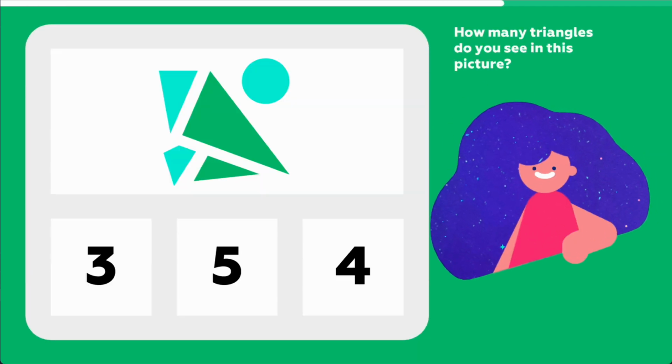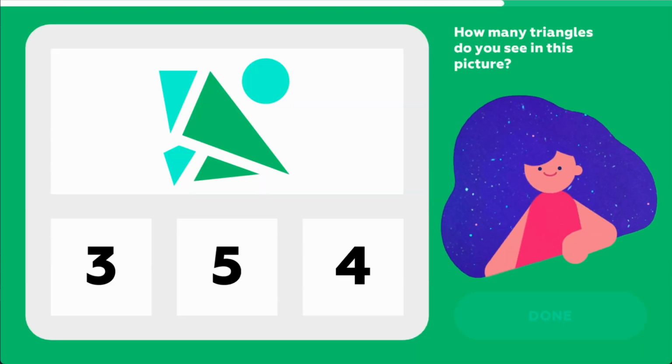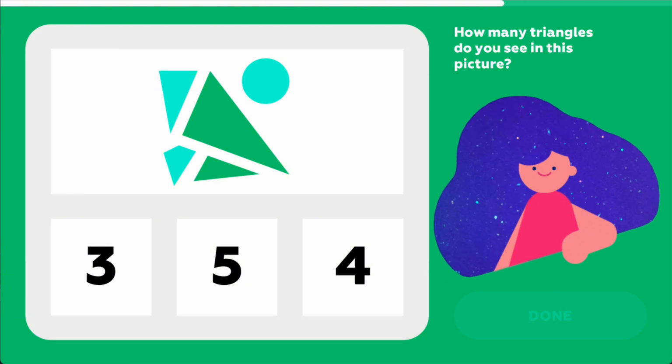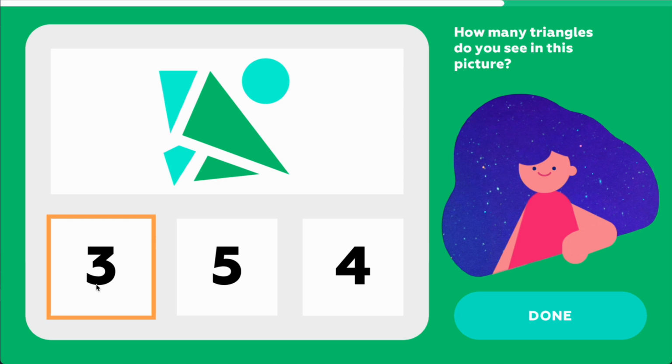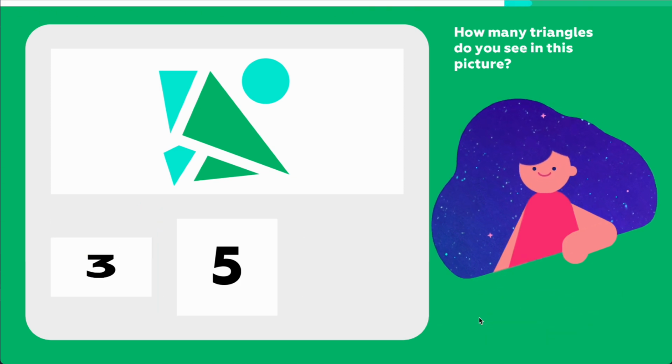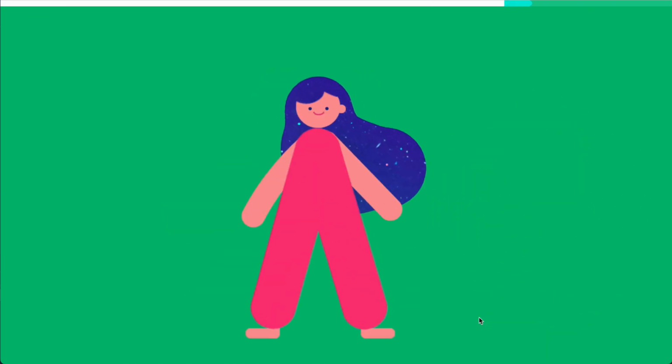How many triangles do you see in this picture? Three. That's it. So remember, three sides and three angles mean a triangle.